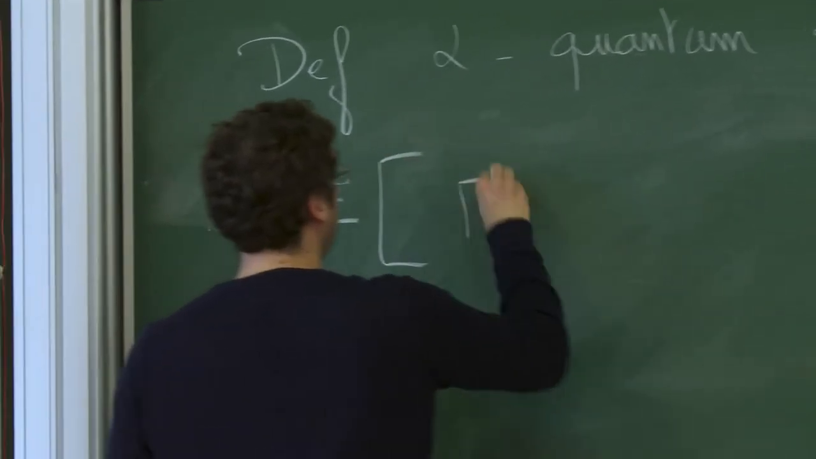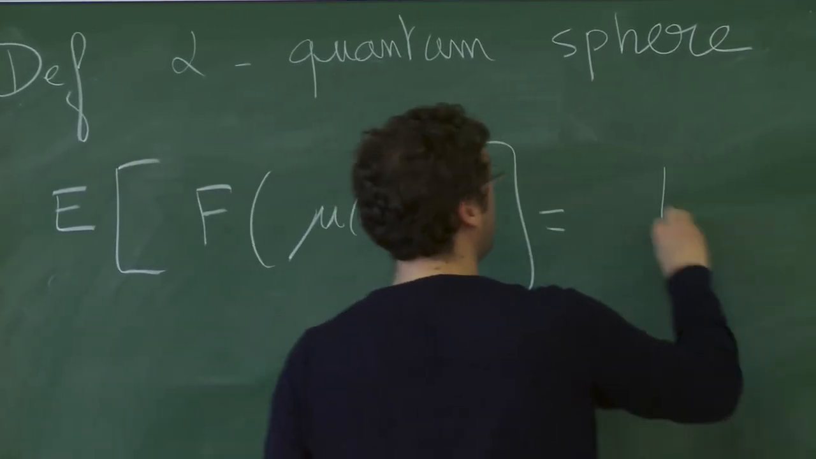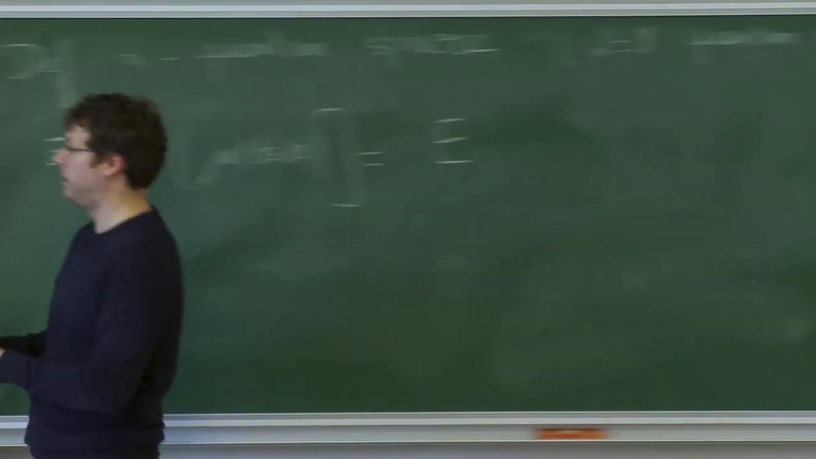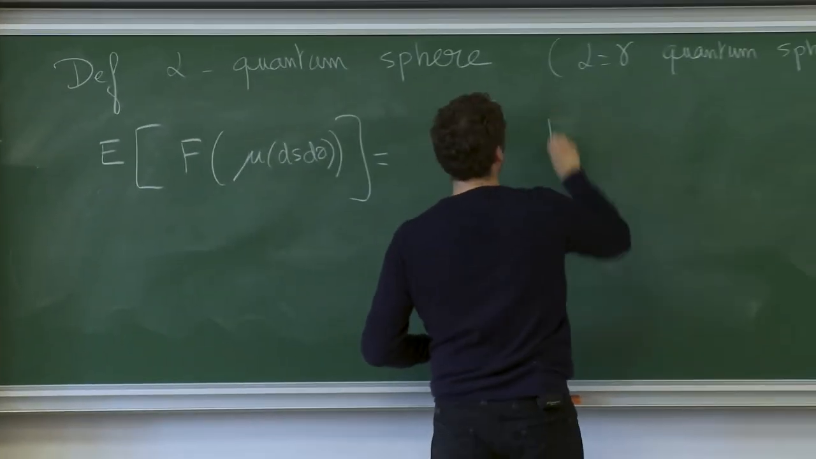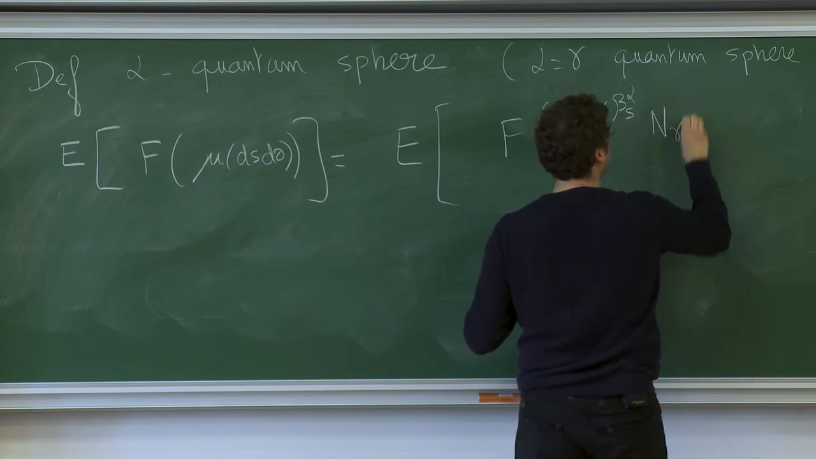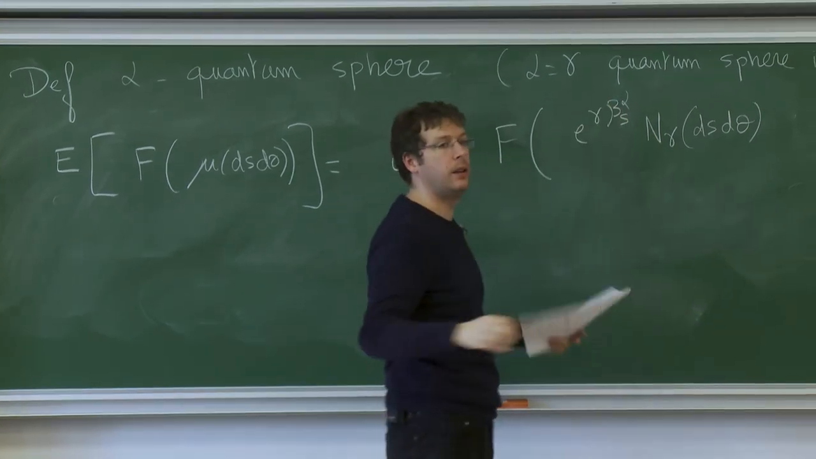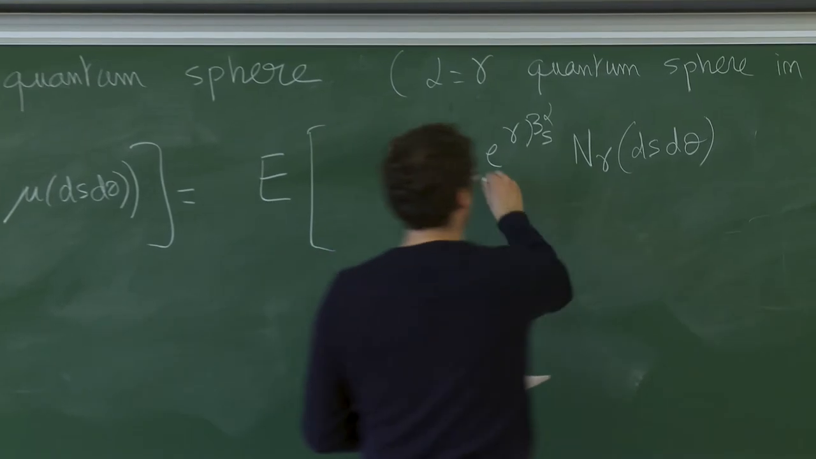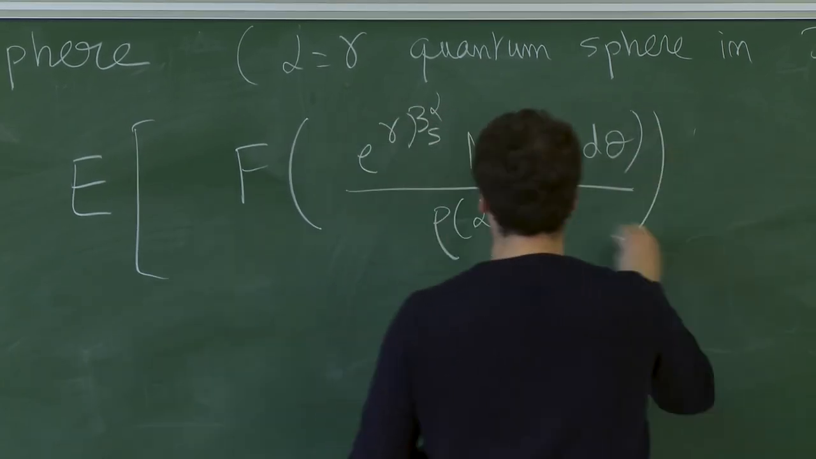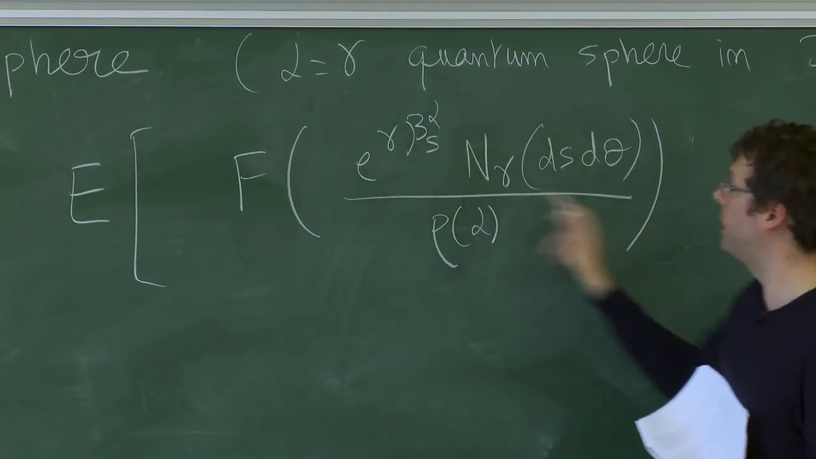If I take a function defined on measures, then the alpha quantum sphere is exactly the measure associated to this. It's going to be the unit volume one. So I take my lateral noise GMC measure, and I multiply by the exponential of the two-sided drifted Brownian motion conditioned to be negative, and I divide by the total mass, rho alpha, because I want unit volume. If I integrate this on the cylinder, I get 1.